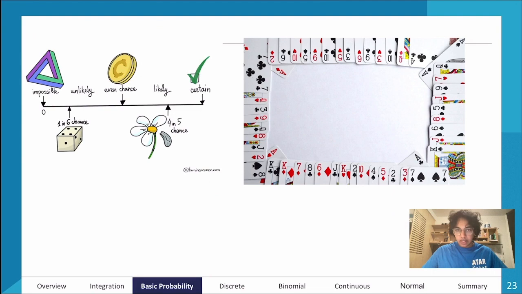This is just displayed on a scale, right? 0 is impossible, 1 is certain. These are just general terms that you don't really need to know, but I think it's a good way to describe what's happening in an intuitive sense.